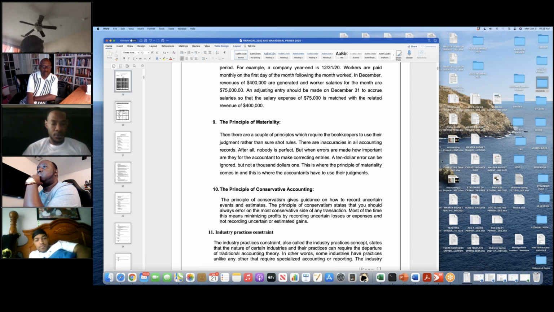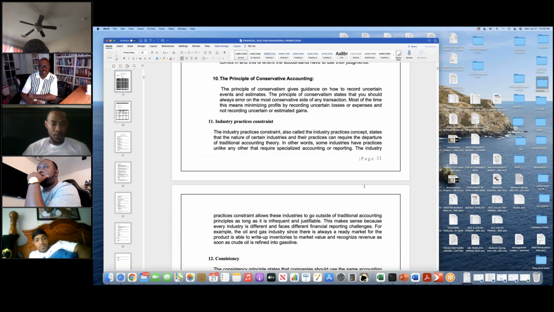The industry practices constraints. Sometimes there are special rules in industry. The energy industry has special rules in terms of revenue recognition, as do insurance companies and banks. So sometimes industries do things specially, and sometimes it gets the energy industry in trouble. But once they get the crude and refine it, they can mark it up because it's going to sell right away. There's a ready market for it. But we do have to be careful with that.